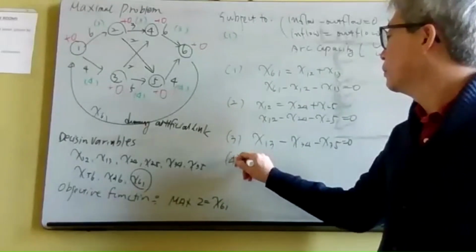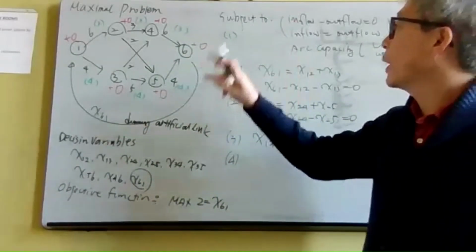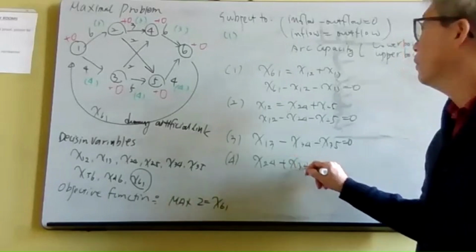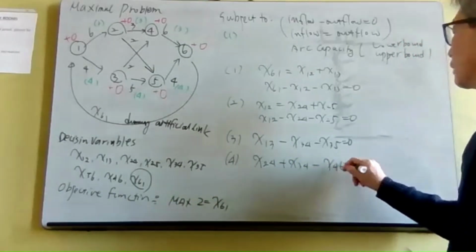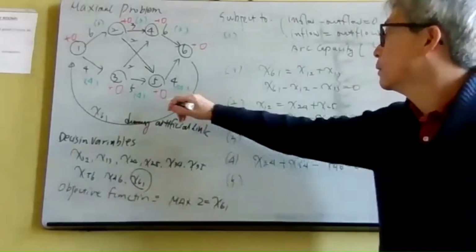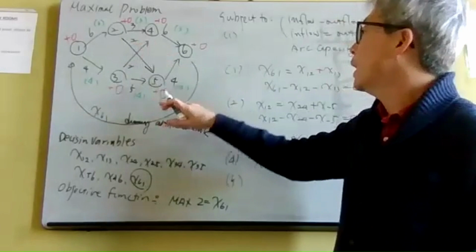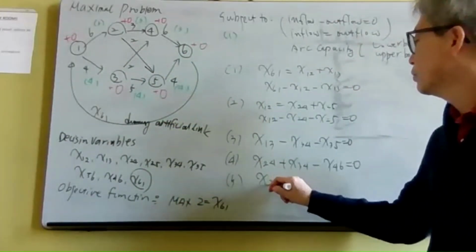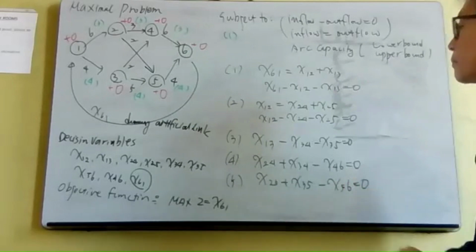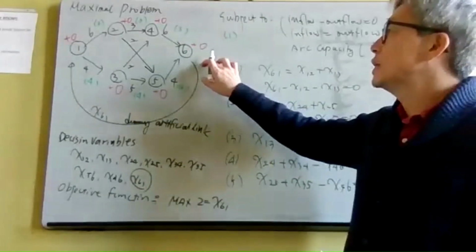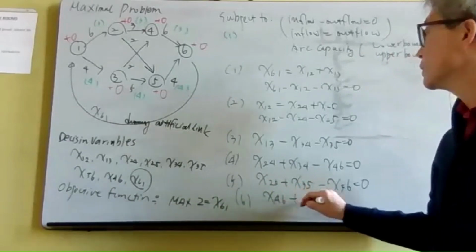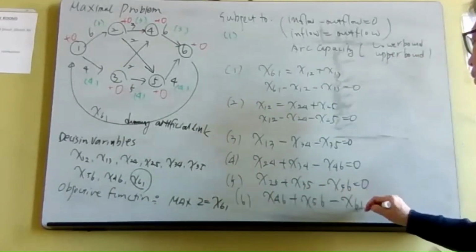Now node 4's constraint: we have two inflows and one outflow. x24 plus x34 minus outflow x46 equals 0. And node 5's constraint: we have two inflows from 3 and 2 and one outflow. x25 plus x35 minus x56 equals 0. Node 6: we have two inflows and one outflow. x46 plus x56 minus x61 equals 0.